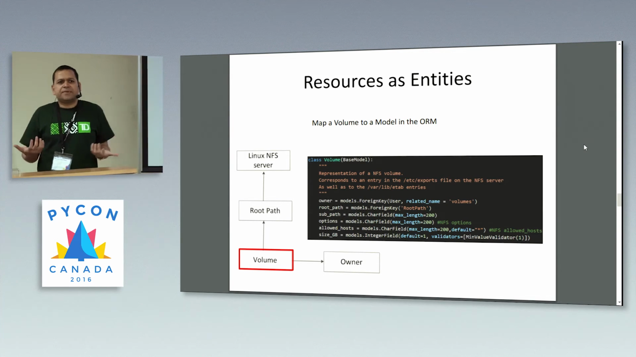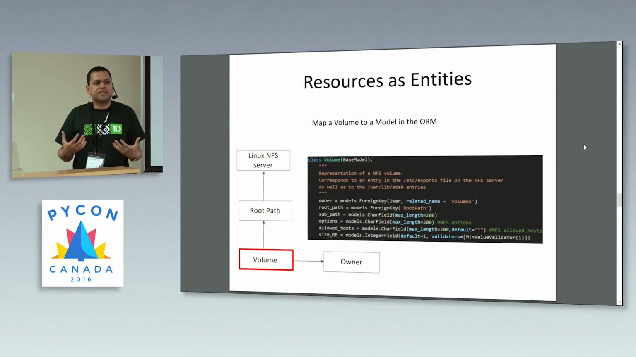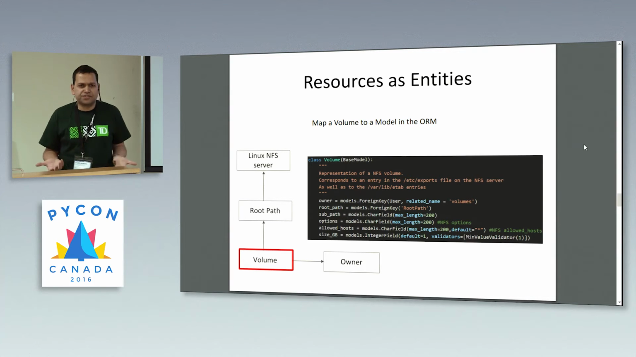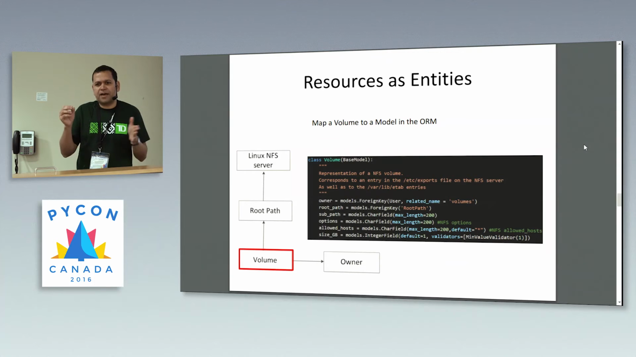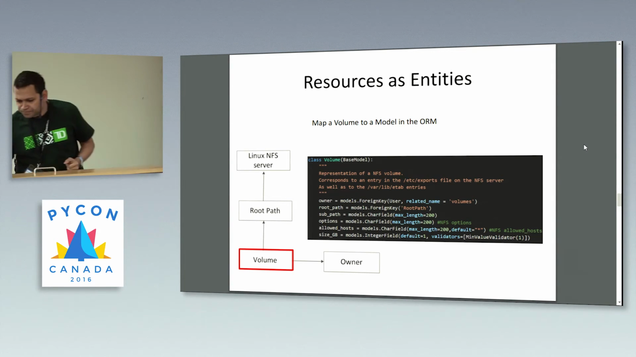So the first step is to try to think of your resources in terms of an entity relationship model. All right, and once you have that set up nicely, then you'll find that when you start writing your API, you already have the intuition and the sort of background to write your APIs as you need it.